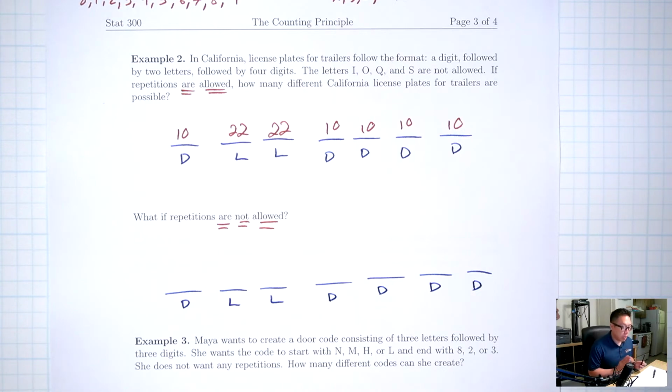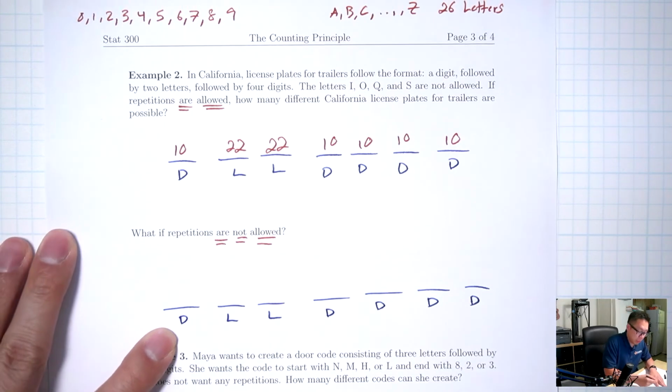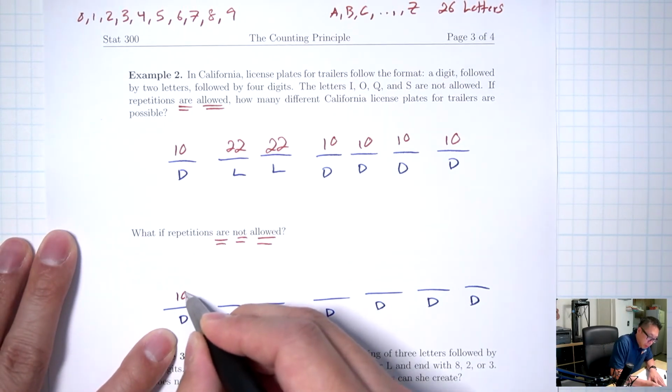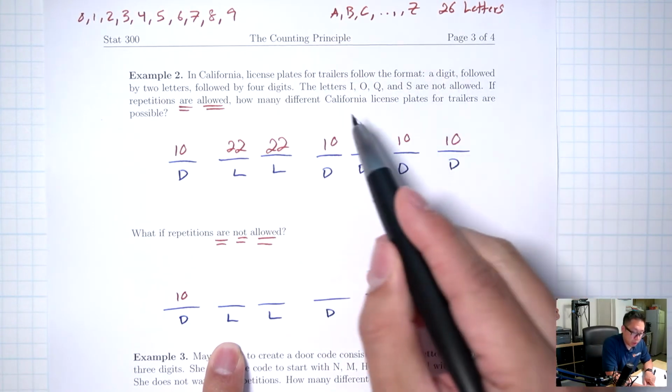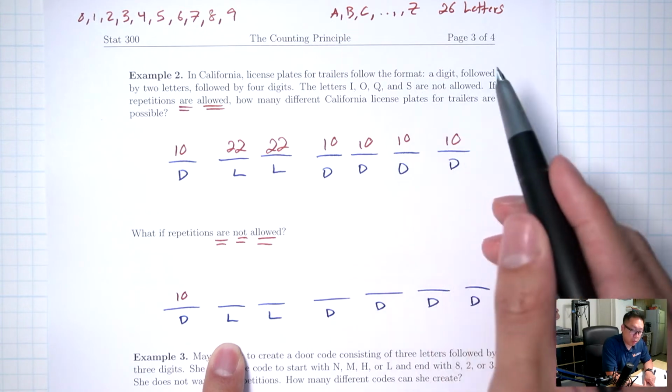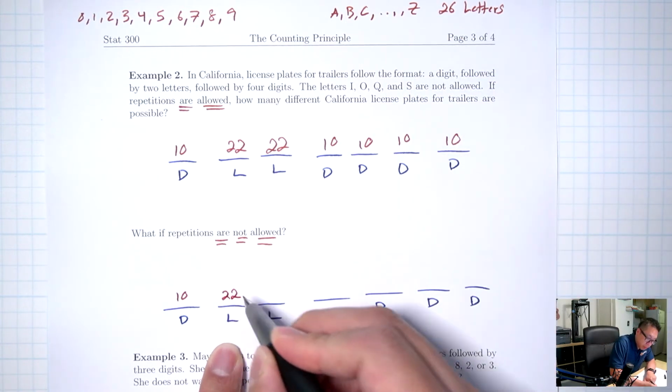Now, the first time you fill in a digit or a letter, it should be the same as the first part. Digit, 0 through 9. How many options do we have? 10. Same as before. Letter, this is the first time we're doing letter. Letter, A through Z, but you remove I, O, Q, and S. So 26 minus these 4, that's 22 options.